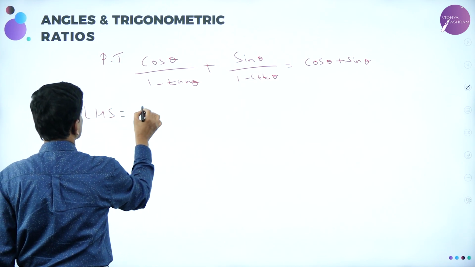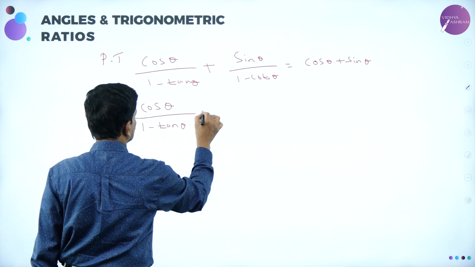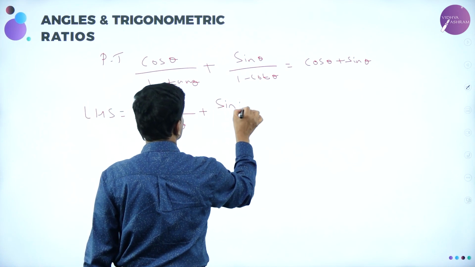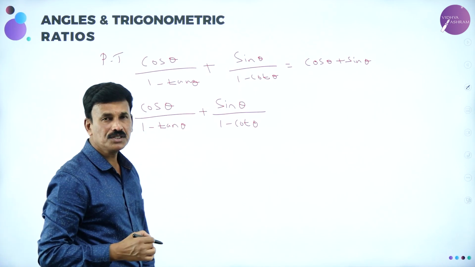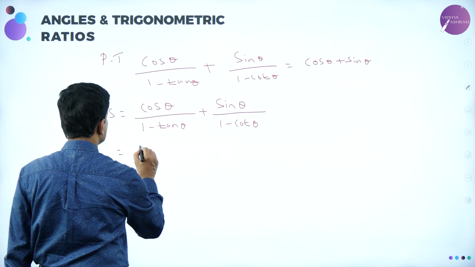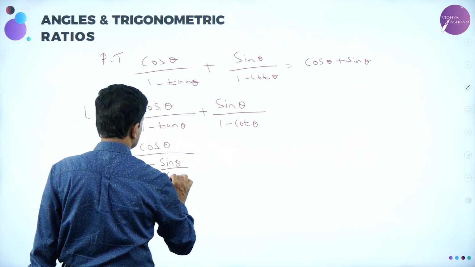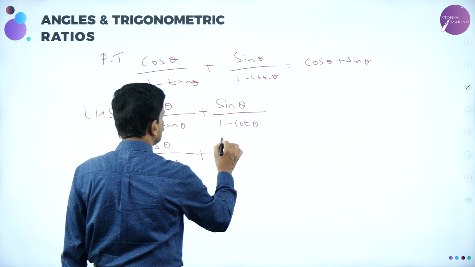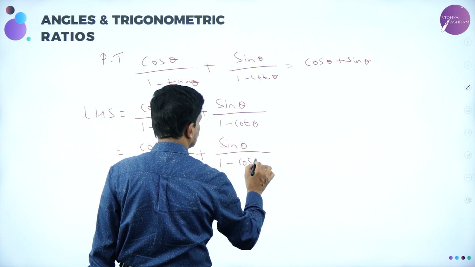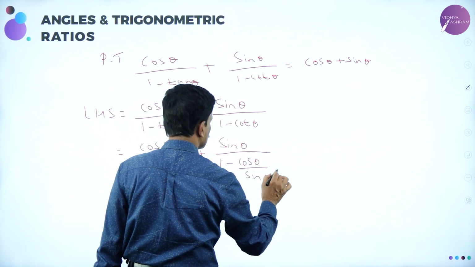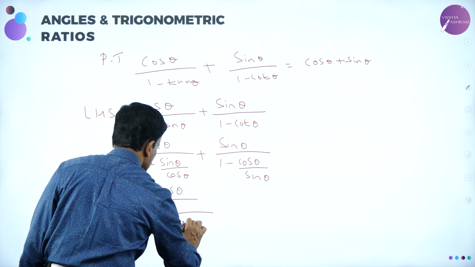Now let us take LHS. What is LHS? Cos theta divided by 1 minus tan theta plus sin theta divided by 1 minus cot theta. Now this can be written as cos theta as it is in the numerator. Cos theta divided by 1 minus tan theta, where tan theta can be written as sin theta by cos theta, plus in the numerator sin theta divided by 1 minus, in the denominator, cot theta, which can be written as cos theta by sin theta. Take LCM. Numerator is same. Cos theta is the LCM.